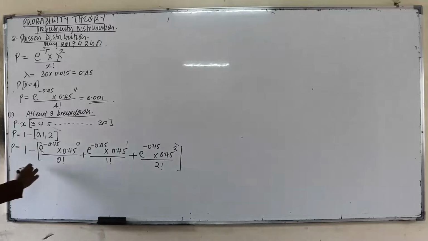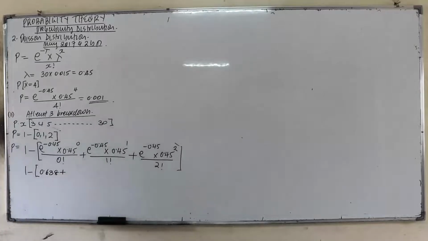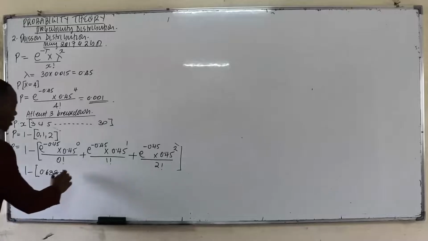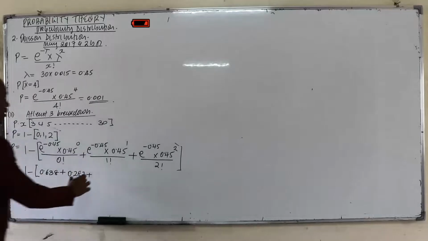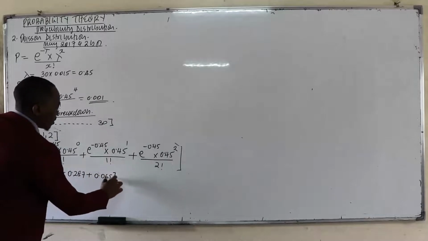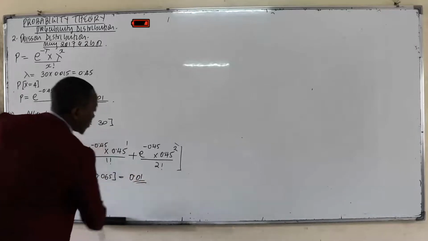Which one? The first one, 0.6638. Good, so now give me the probability. You take 1 minus that. You get 0.01. Good. So you can copy now.